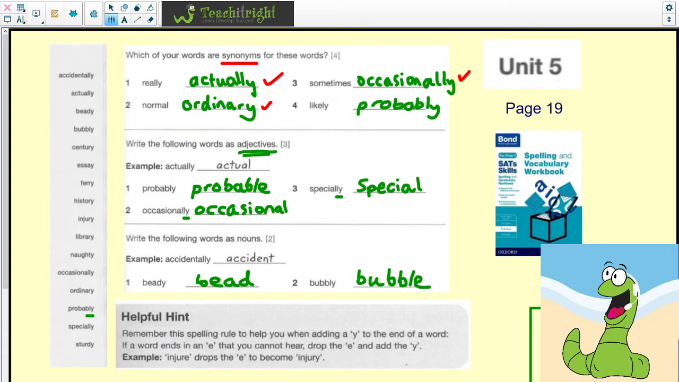So what we would suggest, guys, when you're doing these, obviously if you've got them correct, you can give them a nice tick. And always do read the helpful hints as well. That can be really useful. So in your books, do read the helpful hints. So this one says, remember this spelling rule to help you when adding a Y to the end of a word. If a word ends in an E that you cannot hear, drop the E and add the Y. So injure, don't hear the E sound at the end, drop the E to become injury. That's a really helpful hint.